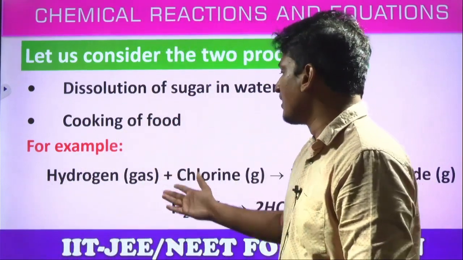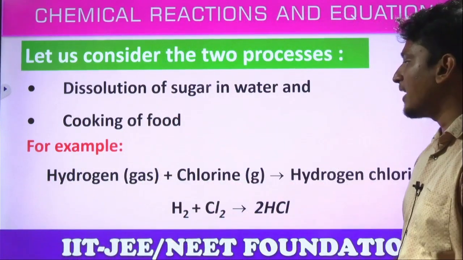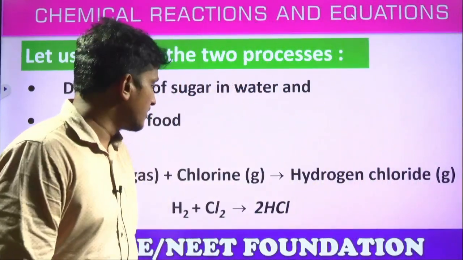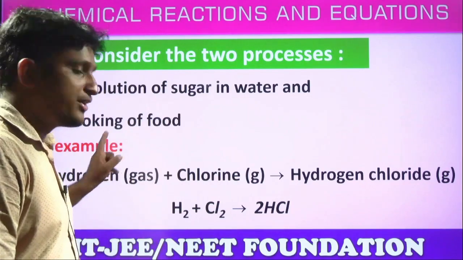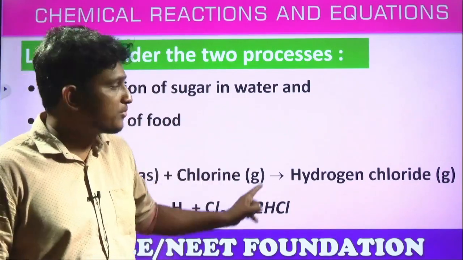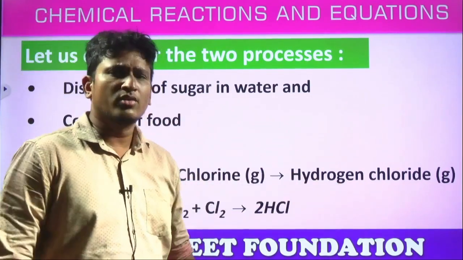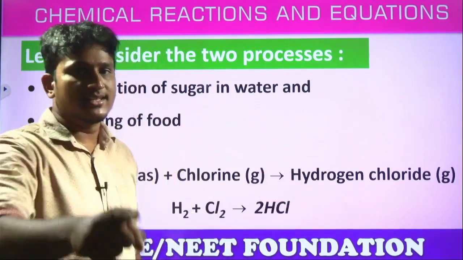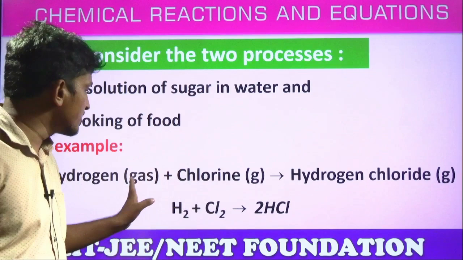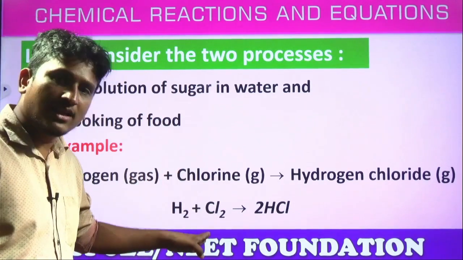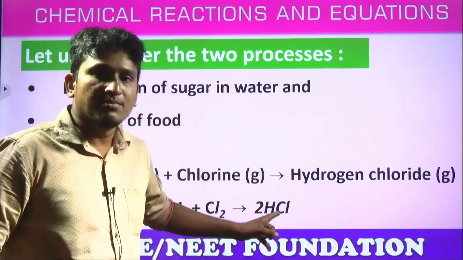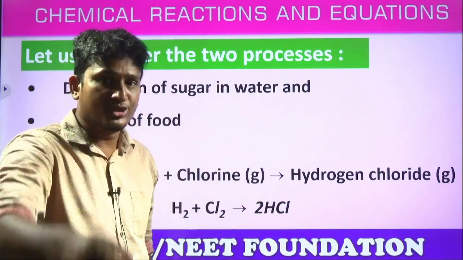For example, hydrogen gas combines with chlorine gas and produces hydrogen chloride, HCl. Look at this reaction, students. Here hydrogen combines with chlorine, producing hydrogen chloride. Is this a physical change or chemical change? With all this knowledge, you can easily say this is a chemical change. Why? Because hydrogen gas reacts with chlorine gas, both combine, and they produce a new substance. That substance is HCl. Now, the crucial point.